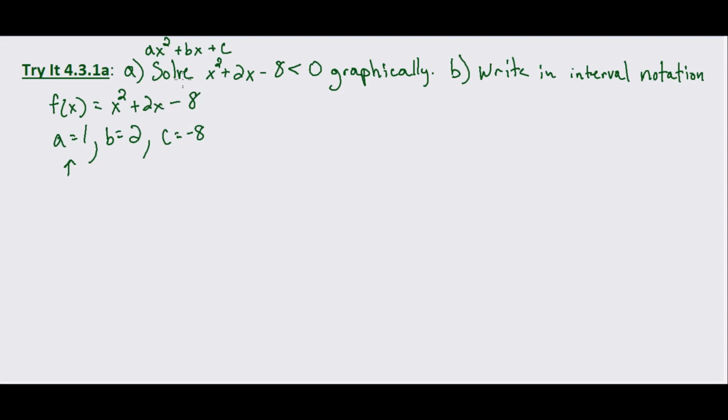And since b equals 2 and c equals negative 8, we also know the axis of symmetry. So we know the axis of symmetry is going to be x equals negative b over 2a. So that equals negative 2 over 2 times 1, which equals negative 2 over 2, which equals negative 1. So we know x equals negative 1 is the axis of symmetry. Let's go ahead and we'll start sketching part of this graph.